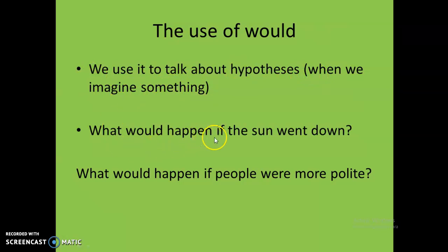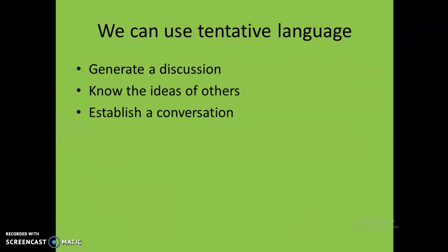What will happen if the sun went down? What will happen if people were more polite? Those are some examples for tentative language and using would. This is the structure. So, we can use tentative language to generate a discussion, know the ideas of others, and establish a conversation.